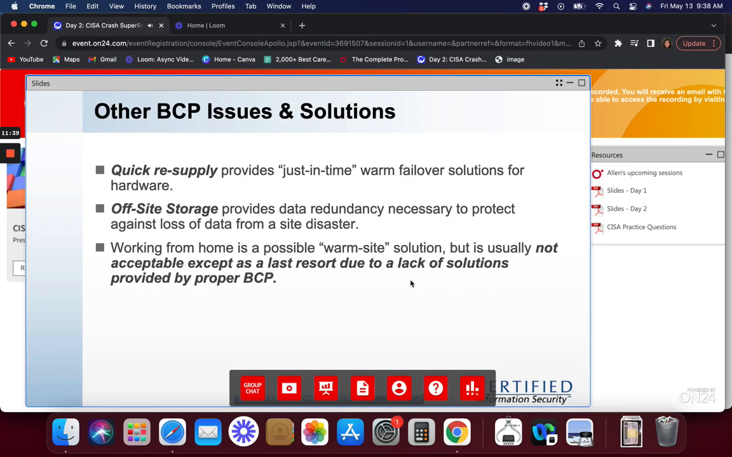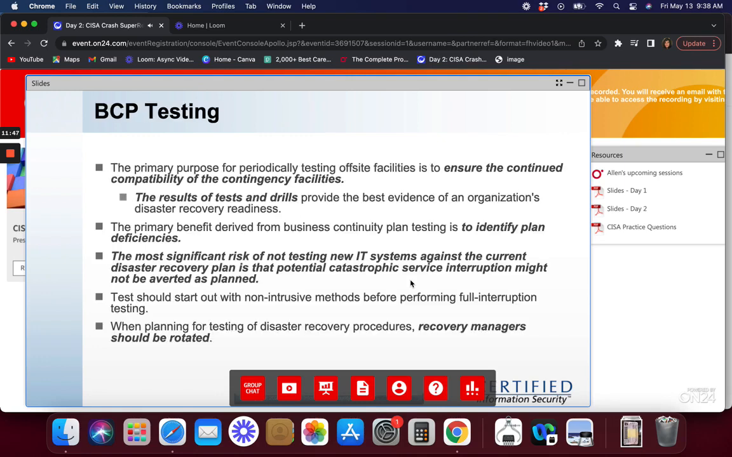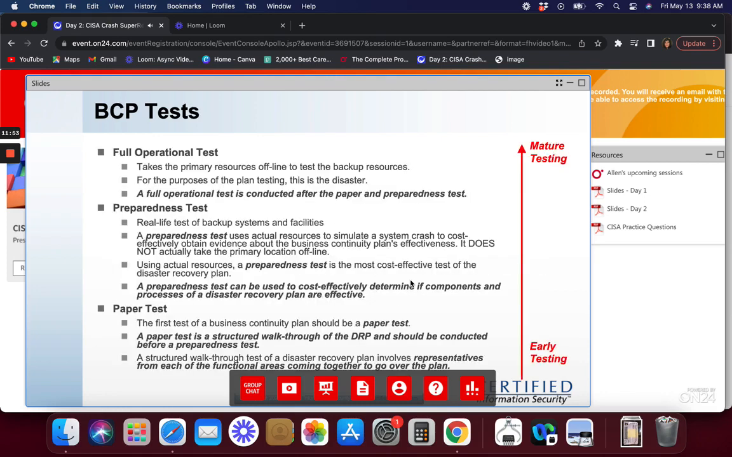Other BCP issues and solutions. It could be potential just-in-time quick resupply. We talk about offsite storage and so forth. We already talked about never trust your business continuity disaster recovery if you haven't tested it. ISACA and CISSP both with ISC squared test you on this, but they have different names for their testing.